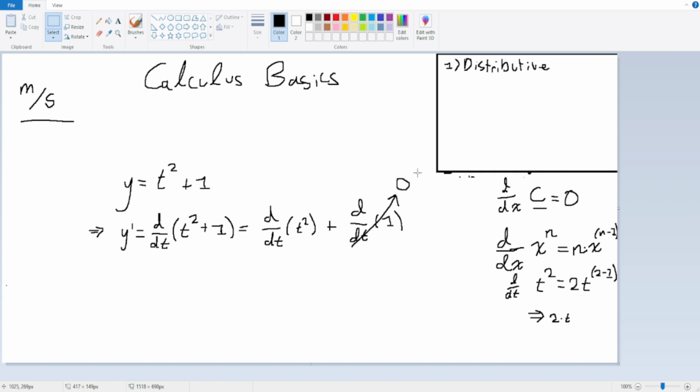So now that we know the derivative of t squared, we take the exponent, we times it by the parameter, and then we reduce the exponent by 1, which is 1. And you don't have to write that because t to the 1 is just t. So now we have plus 0. What does this equal? 2t. And boom, all of a sudden you have a function that describes the rate of change of our original function.